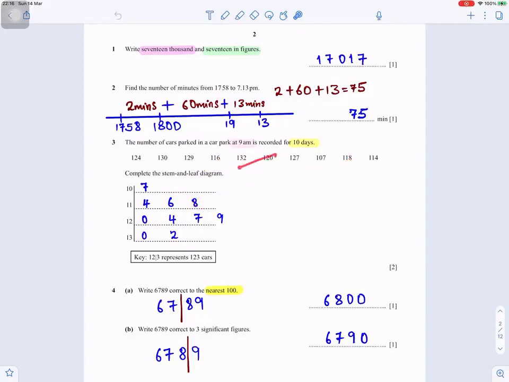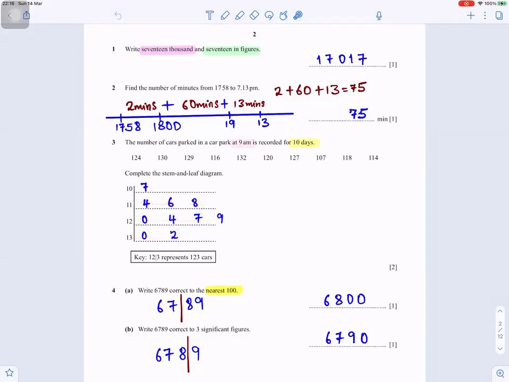Next one, 12, 0. 120. Next one, 124. 127. And 129. If you notice, I'm putting them in order, 0, 4, 7, 9. They're going from smallest to biggest. And then 130. After that, 132. It's going from smallest to biggest that way. That's how you order them.